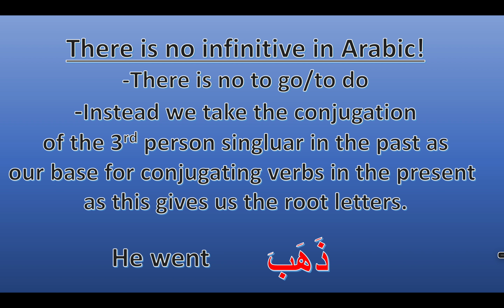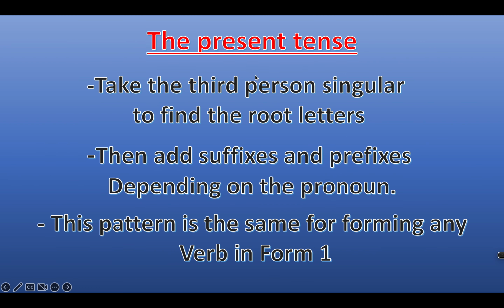For example, we want to know how to conjugate the verb to go. We find the verb in the past, which is dhahaba, and we can see here that these are the root letters with which we will work. So you find the third person singular in the past as your frame of reference, and then from there you can conjugate the verb. How do you conjugate the verb? Well, you add suffixes and prefixes depending on the different pronoun to conjugate the verb into the present tense.